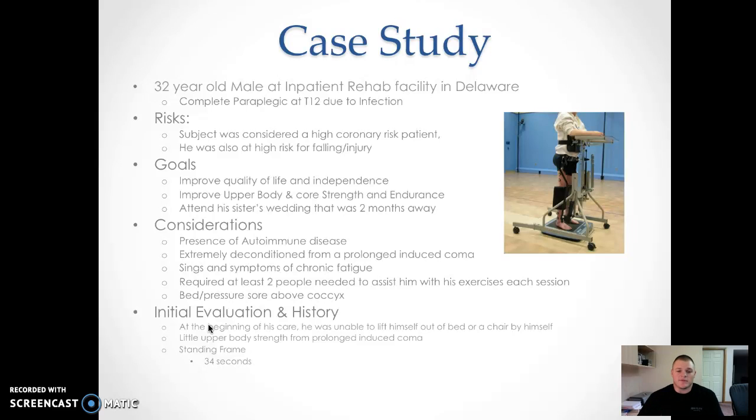It was during some observation hours at a clinic in Delaware. This man came in with an autoimmune disease, and it worsened and paralyzed him from his T12 down. And he was considered high coronary risk and high risk for falling. He needed at least 2 people around him if he was moving.